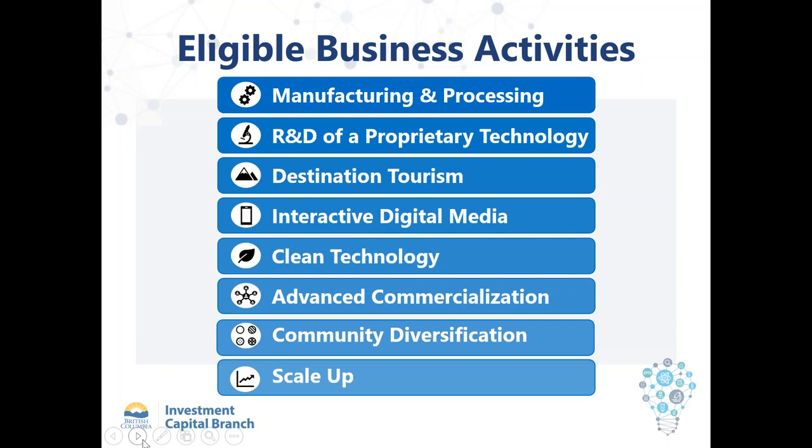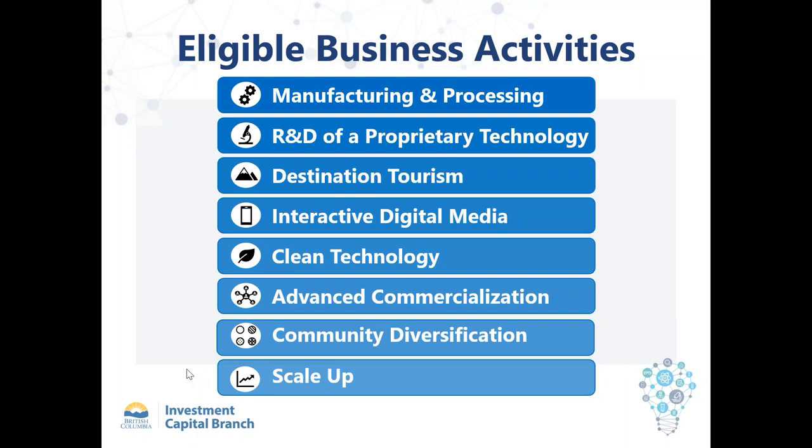Then there's research and development of proprietary technology. This could be for the life sciences companies or companies developing information technology. They have to have some ownership right of the technology and to be able to exploit the technology and commercialize it. A company that is doing R&D on a contract basis wouldn't qualify. The company actually has to be doing R&D and be able to exploit the technology once it's developed.